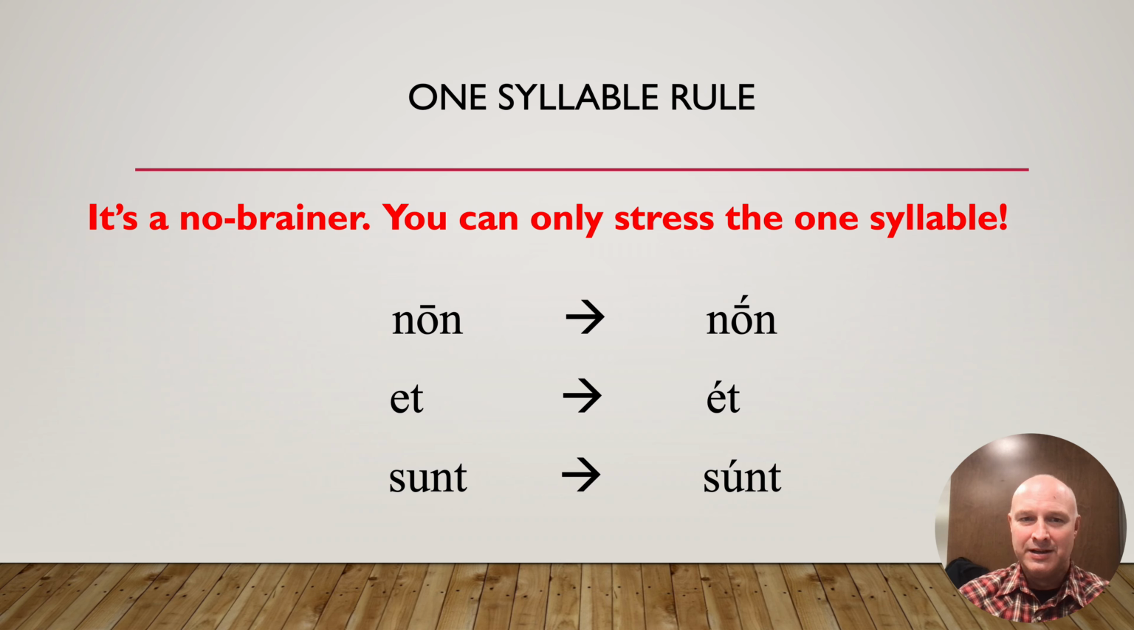We have non, and simply the accent falls on the long O appearing in the word. So the O there with the macron, and you'll see the accent above that. And the next word, the conjunction et, likewise will be stressed as et. And then finally, the word sunt, that verb, will be simply accented as sunt.